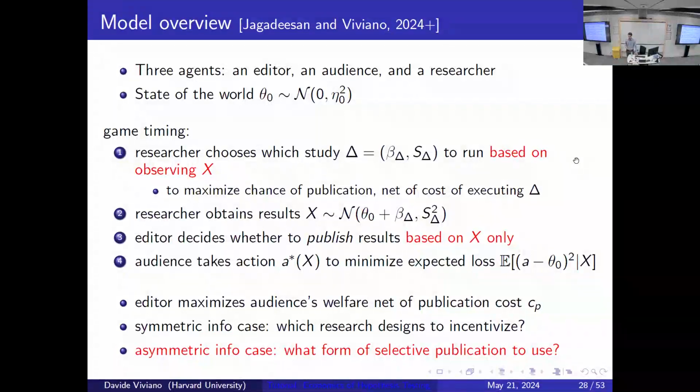Does the audience know the model of the world as well? No. The audience is going to assume that X is just centered around delta zero with variance S square. So the audience is naive. Yeah.